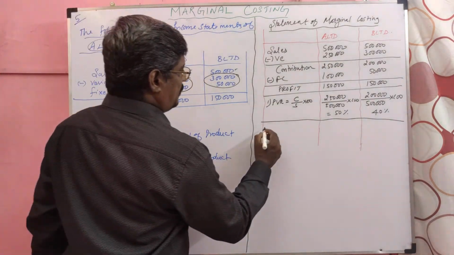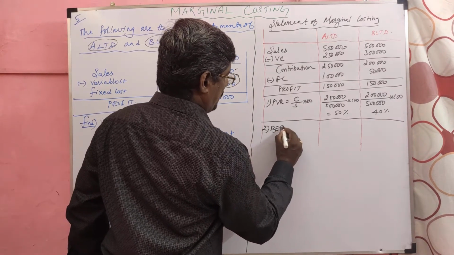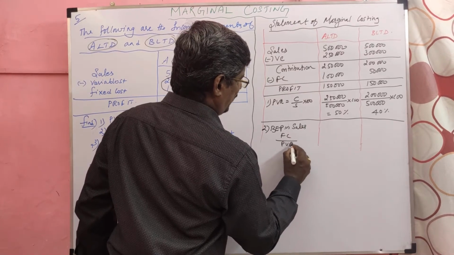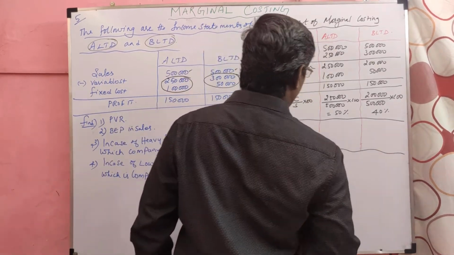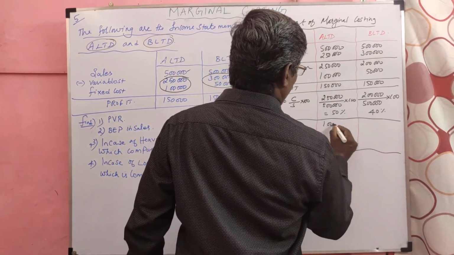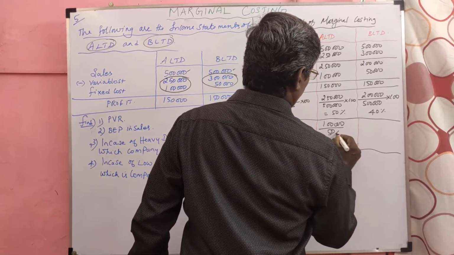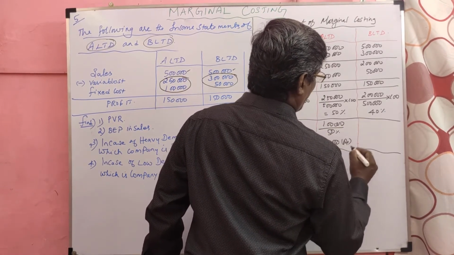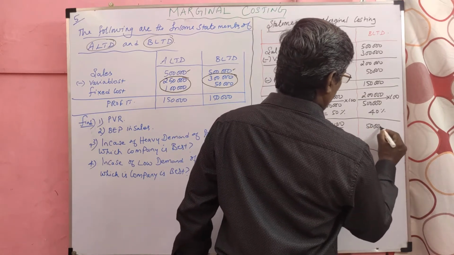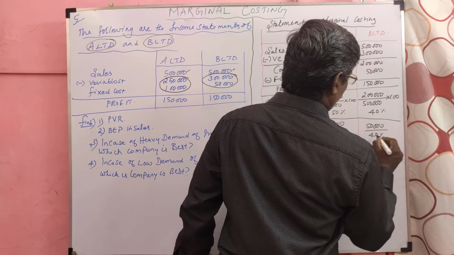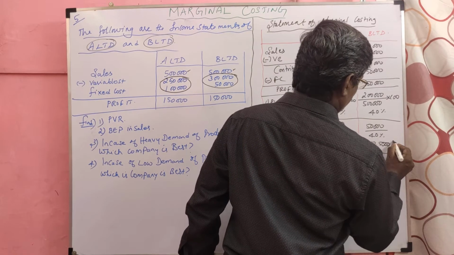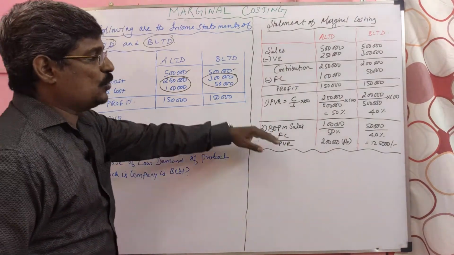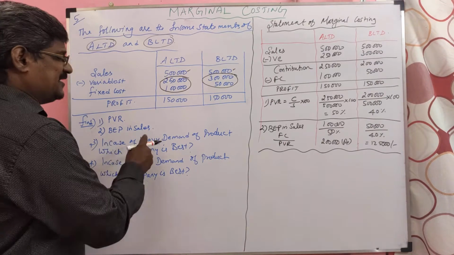Question number 2, break-even point in sales. What is the formula? Fixed cost divided by PVR. Here fixed cost is 1 lakh, PVR is 50%. So BEP sales is 2 lakh. For B Limited, fixed cost is 50,000, divided by 40%, you will get 1,25,000. So we ascertained PVR and break-even point. These two are old questions. PVR we know, BEP sales we know.